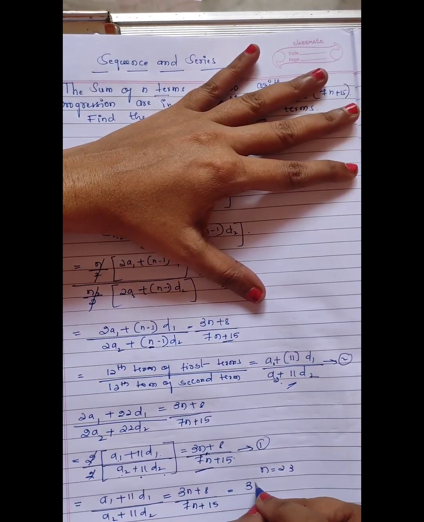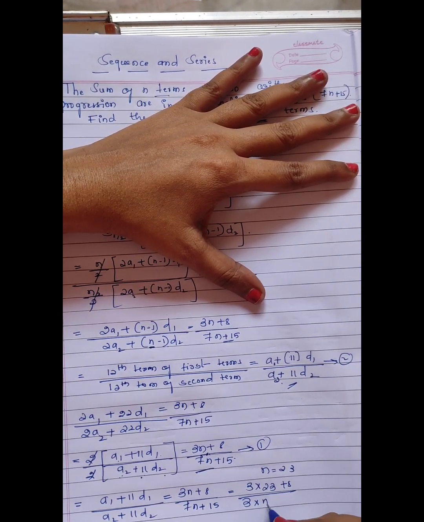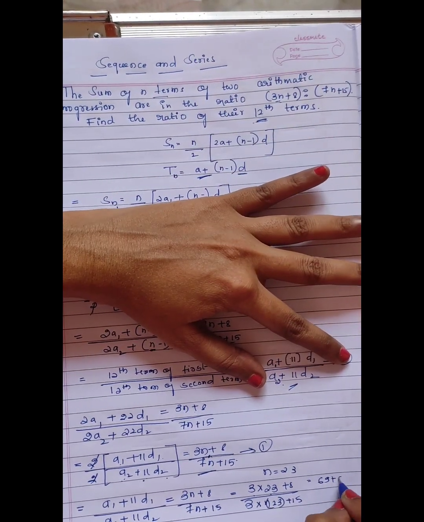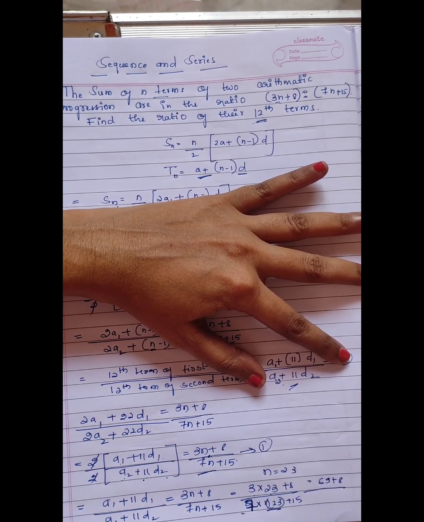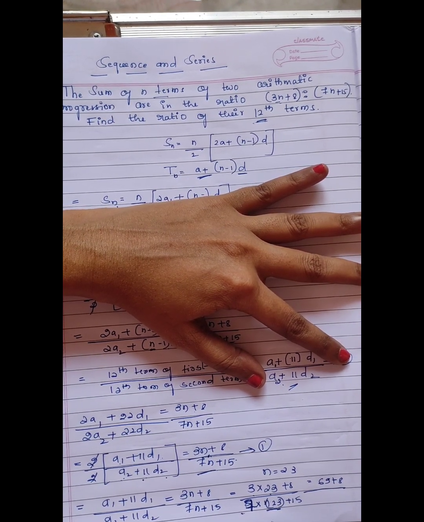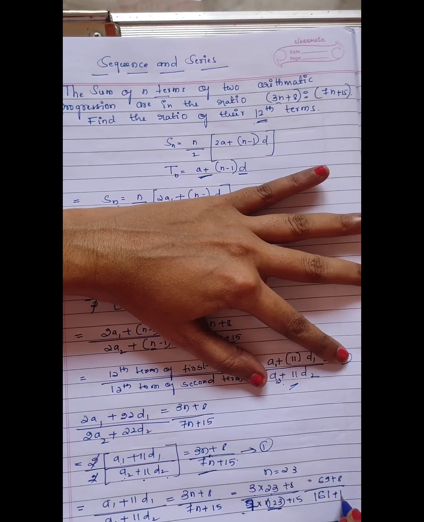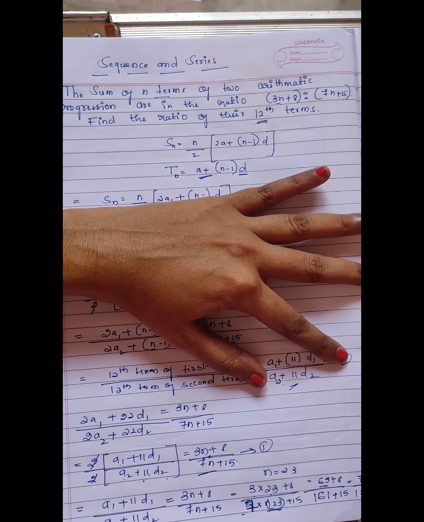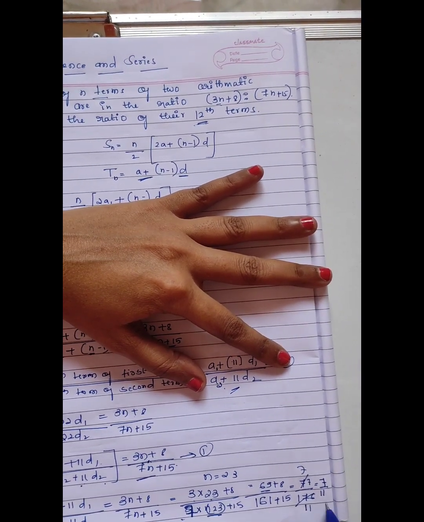So if I put n equal to 23: 3 into 23 plus 8, divided by 7 into 23 plus 15. 3 times 23 is 69, 69 plus 8 is 77. 7 times 23 is 161, 161 plus 15 is 176. So 77 divided by 176. This will be 11 sevens are 77 and 11 sixteens are 176. This will be 7 by 11.